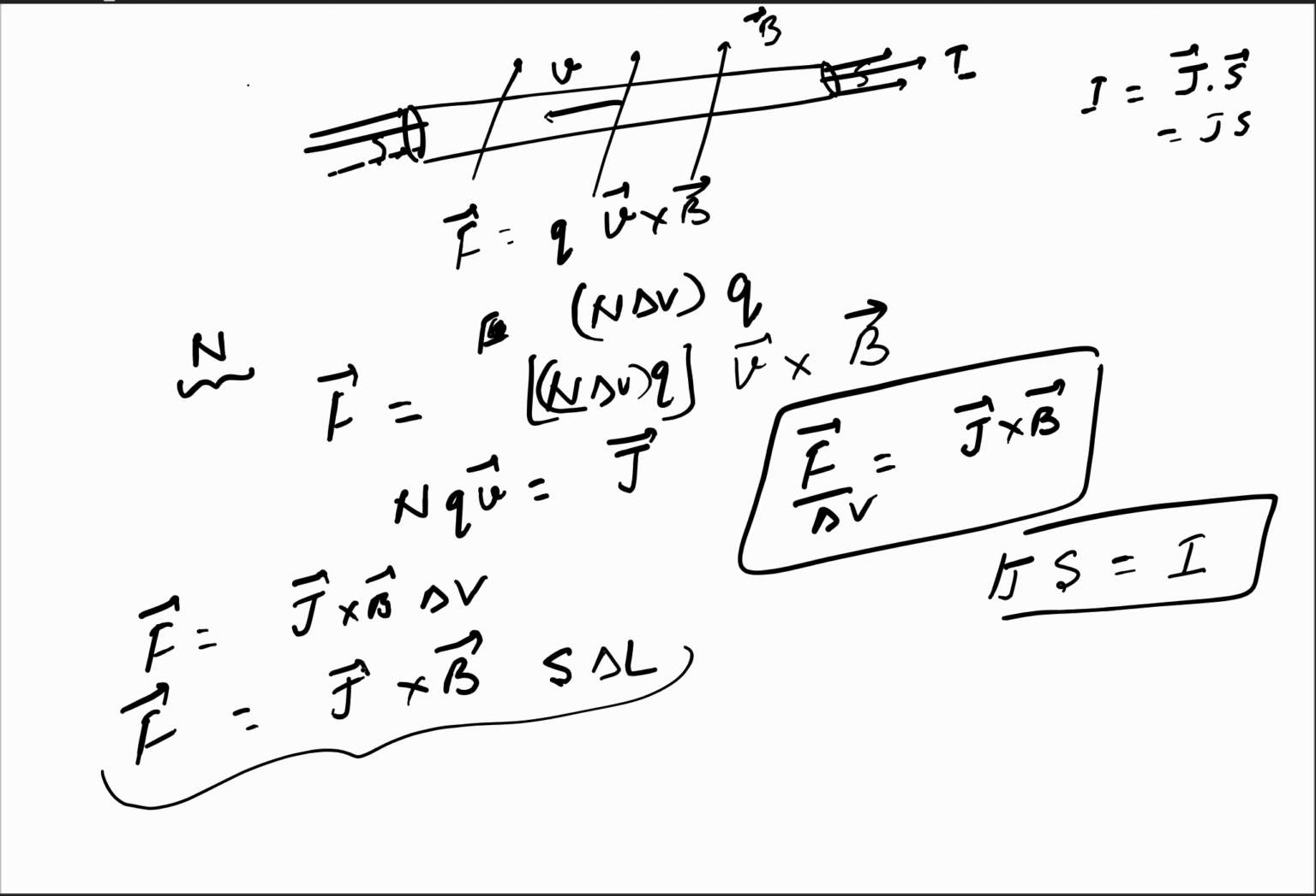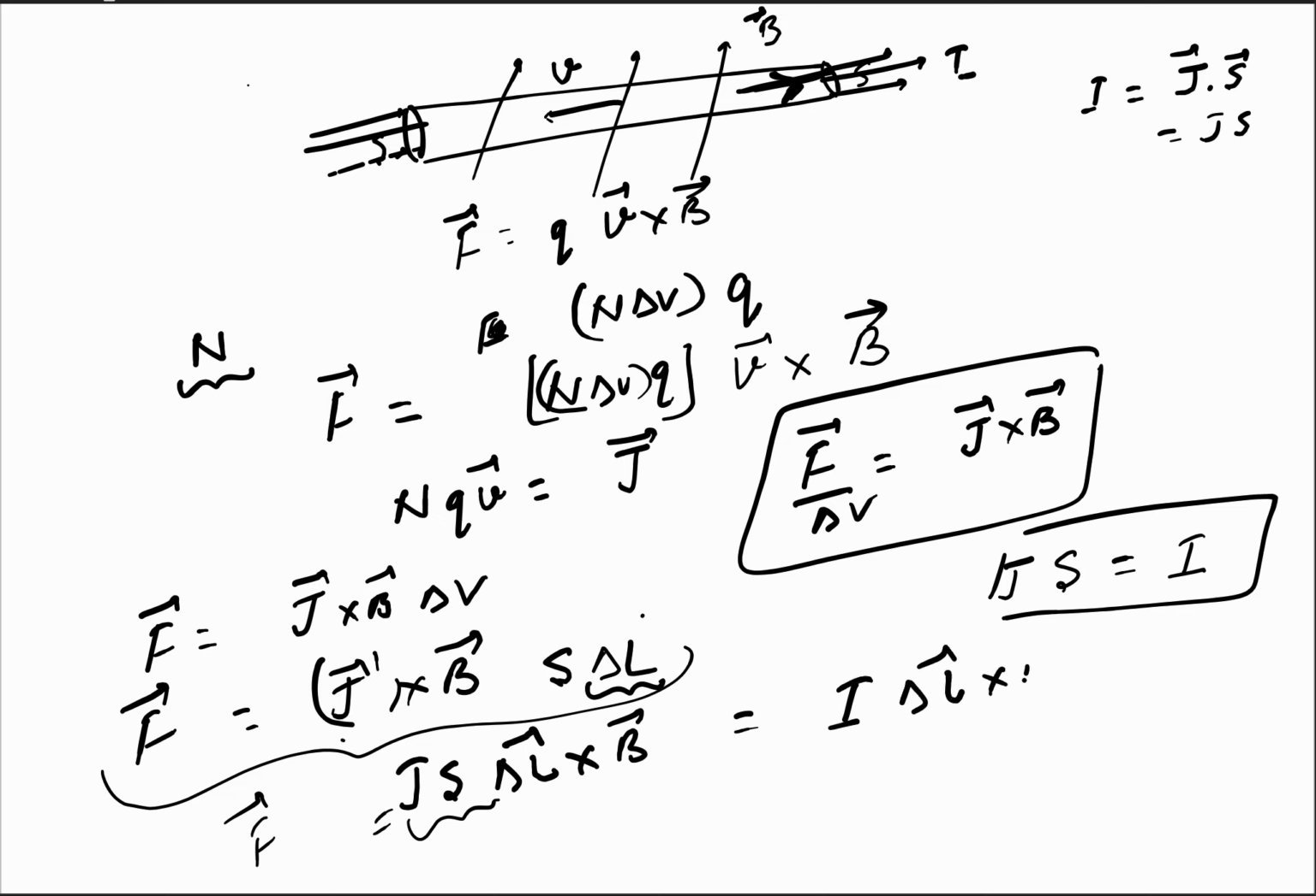Now I want to transfer the vector sign from J to the L, that is the length of this conductor, assuming that this delta L segment is a vector and it is in the direction of the current. Since this is the current density direction, I can transfer this sign to here. So I can write JS delta L cross B is equal to the force on the conductor. Now this JS is the current: I delta L cross B.